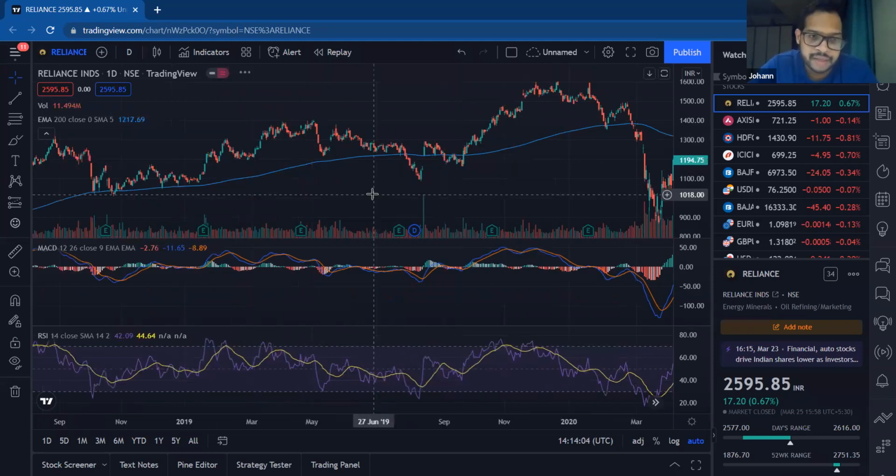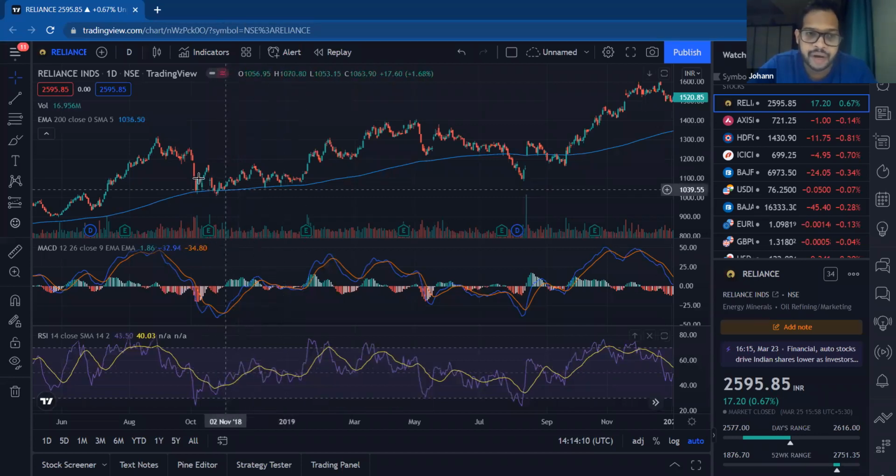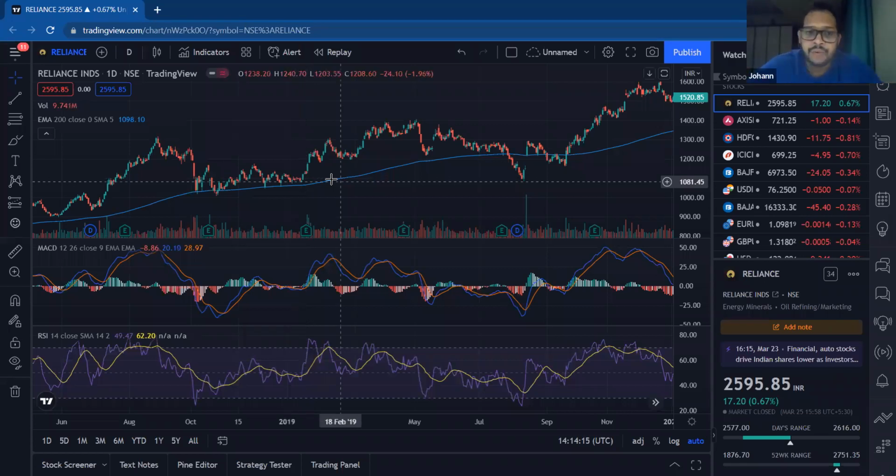Let us look at maybe another scenario. Yeah, so can you see this point as well? Can you see how the stock has mainly fluctuated around the 50 mark, and how it has taken support? So this is basically how this works.